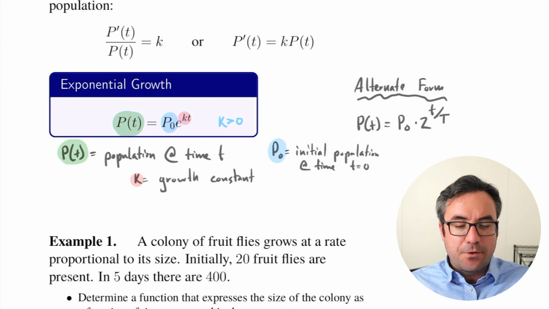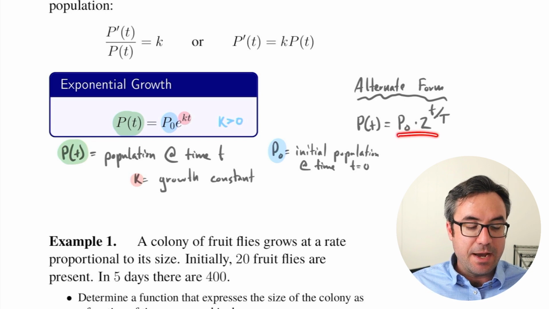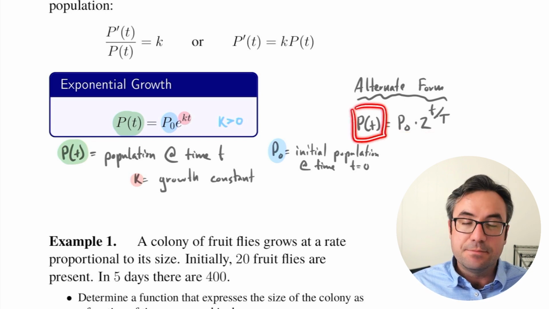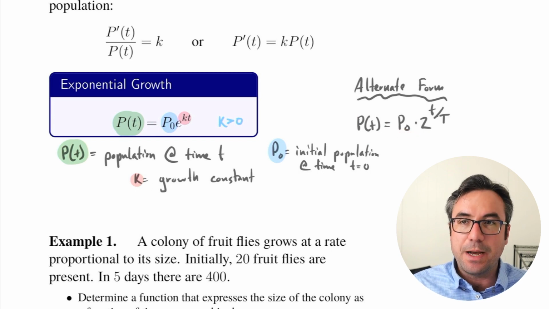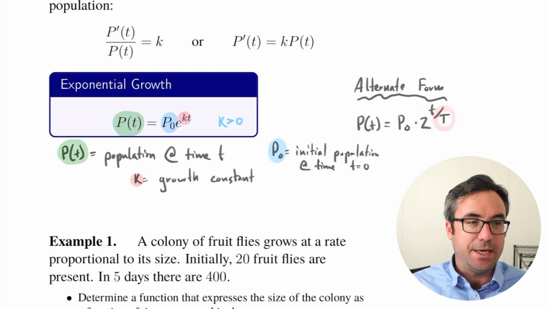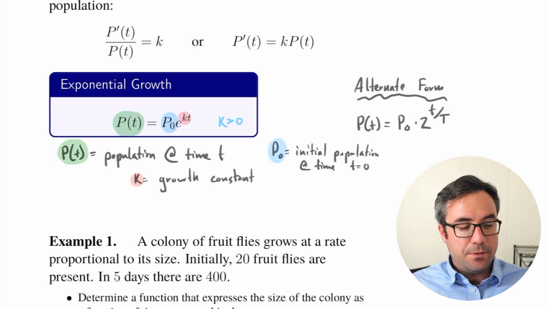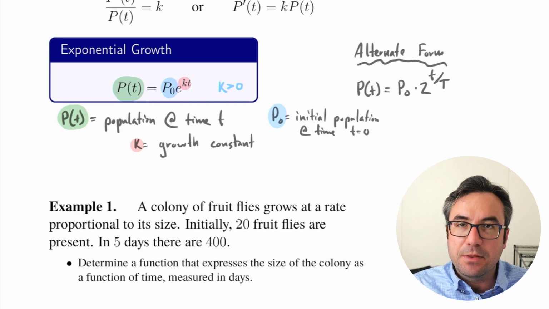Now, what about this other one in this alternate form? So we see a lot of the same notation. P of t, describing our population at time t. P0, still the initial population at time t equals 0. 2 is just a constant. Little t is our variable. What is this capital T? Well, this is the time it takes for our population to double.